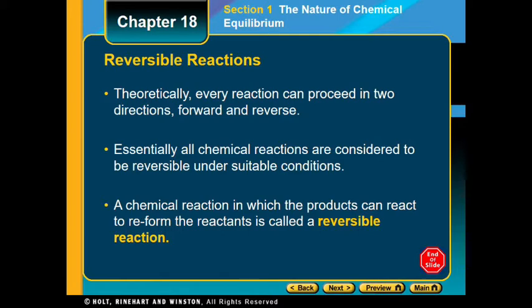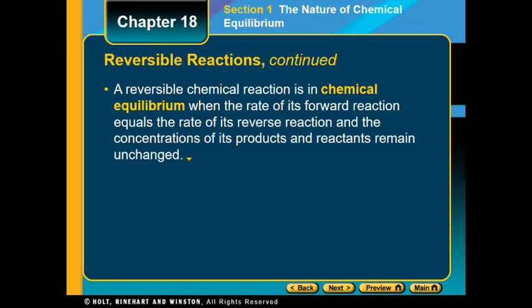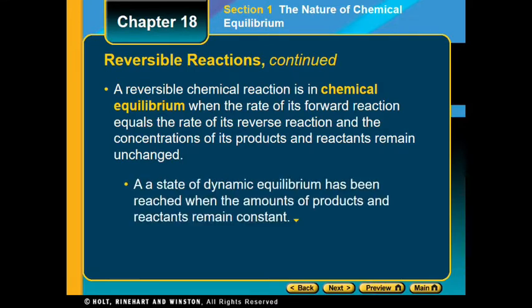So theoretically, every reaction can go in two directions, forward and reverse. A reversible reaction is a reaction in which the products can react to reform the reactants. In a reversible chemical reaction, the rate of its forward reaction equals the rate of the reverse reaction, and the concentration of the products and reactants remain unchanged.